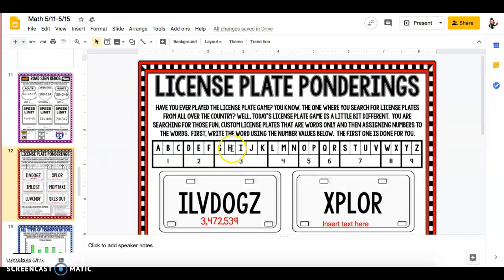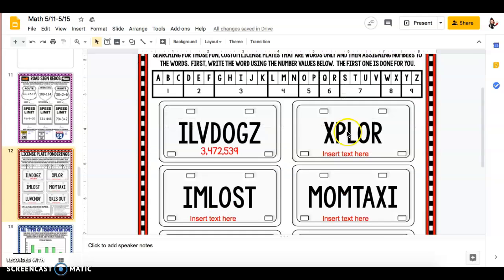On the next slide, it is the license plate game. The license plate game, as you know, is the one where you search for license plates from all over the country. Well, today's license plate game is a little bit different. You are searching for those fun custom license plates that are words only and then assigning numbers to the words. First, write the word using the number values below. The first one's done for you.